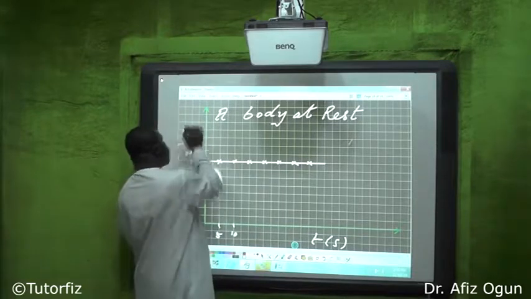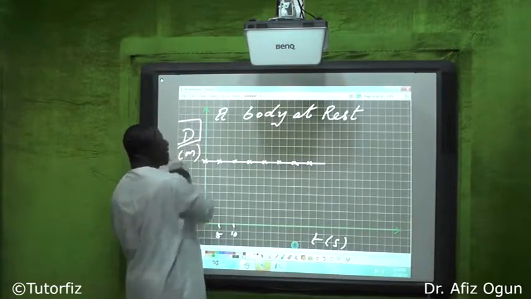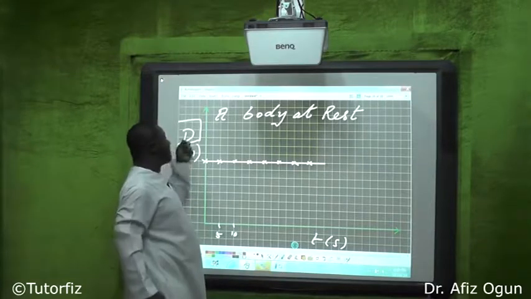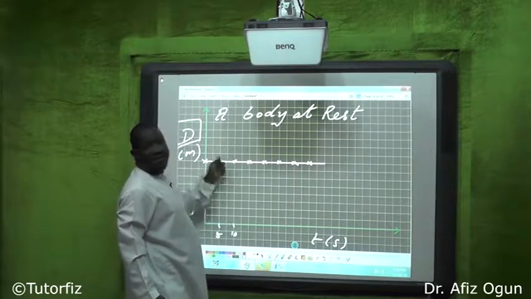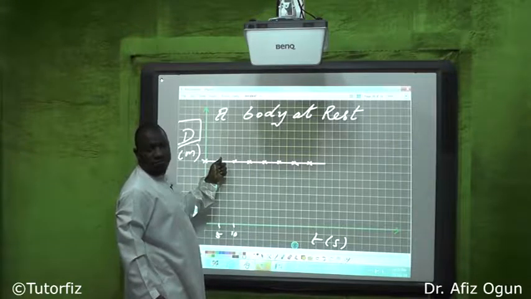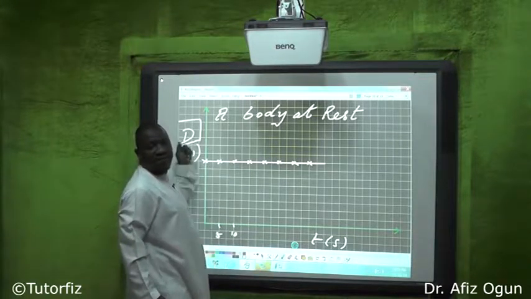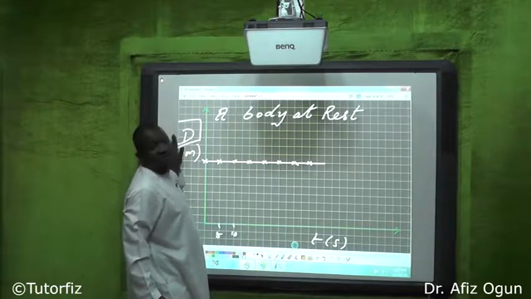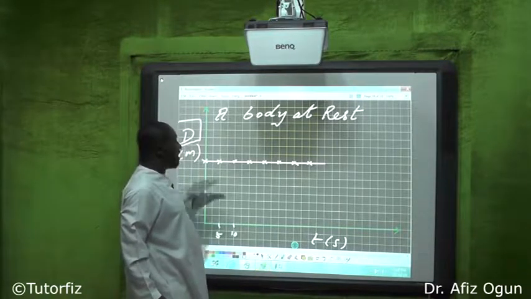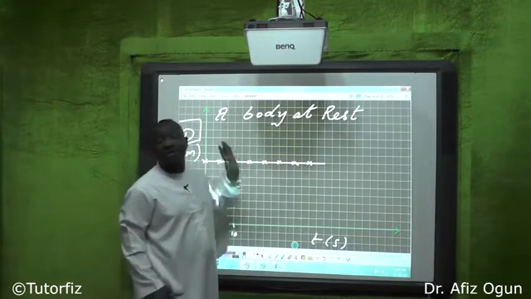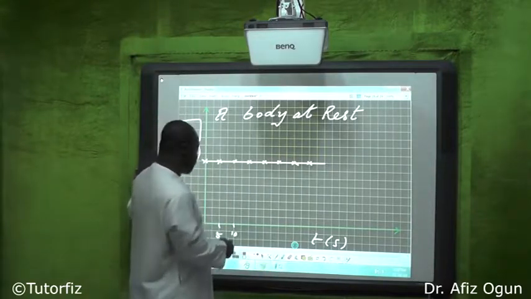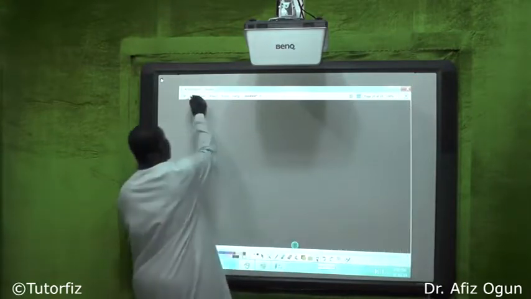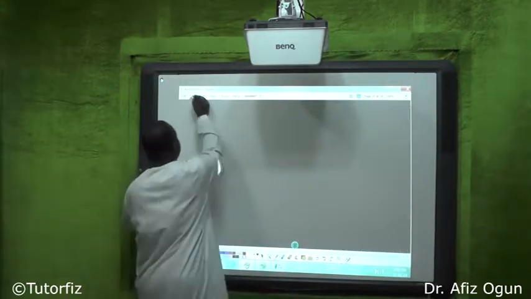You can see it is parallel. Please make sure this axis is distance. Please don't make that mistake, because if this axis changes, the meaning of this horizontal line will change. For a velocity time graph, it is different. The same shape but means different thing. But for this, if it is distance against time and you see a horizontal line like that, it means it is at rest. Next, let's look at a body, number 2.